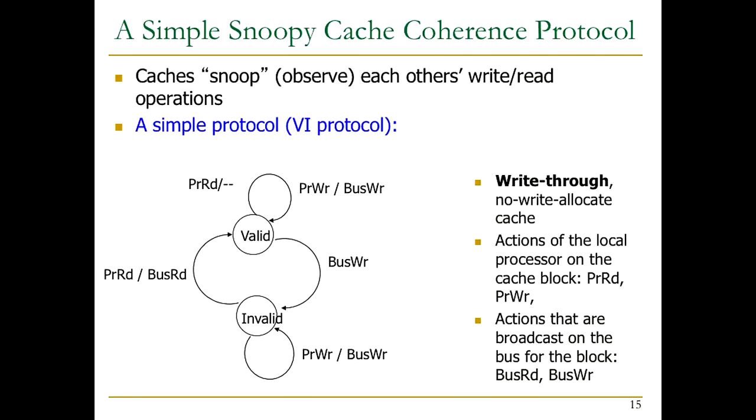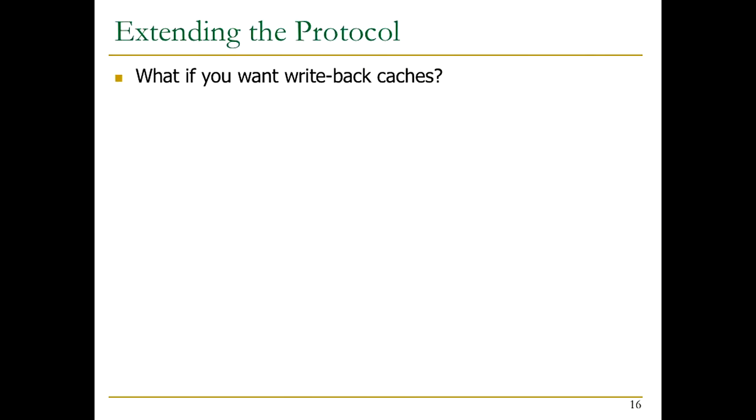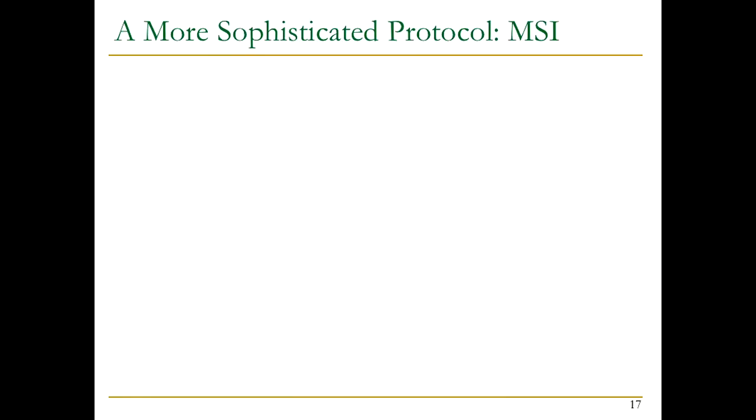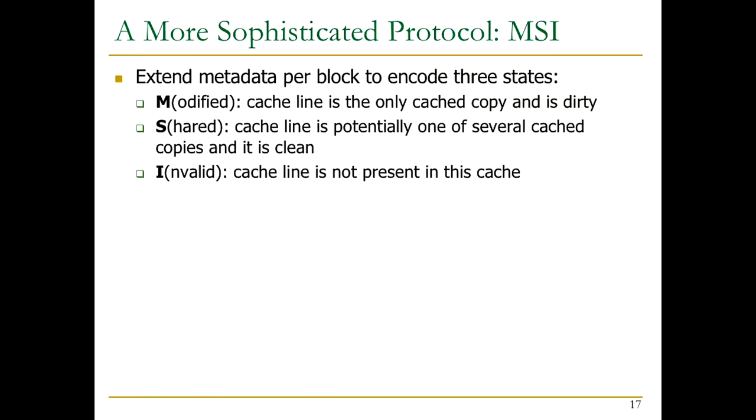What if we don't want that, right? There are many reasons why we don't want a write-through cache. It has a lot of bandwidth that's exposed to the bus. If you want write-back caches, we want a modified state clearly, or dirty state. We'll call it modified in this case. And a more sophisticated protocol is the MSI protocol: modified, shared, invalid. So it has 3 states. We extend the metadata per block to encode those 3 states. And then you have invariants in each state.